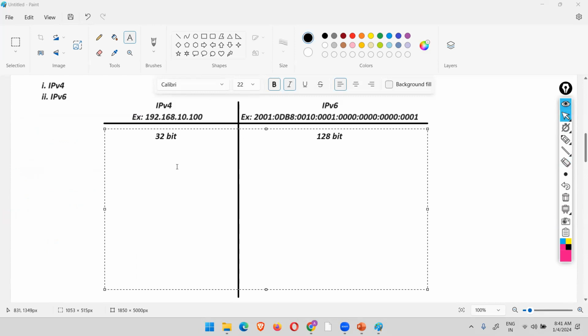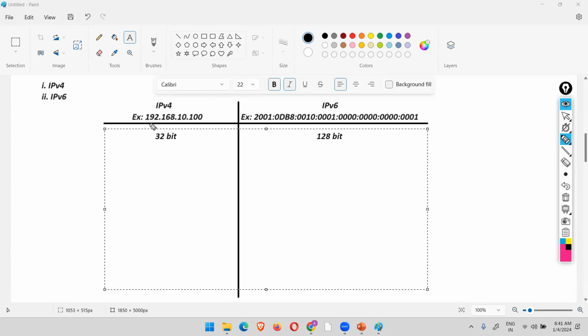So one of the differences, you said that, okay, it is size. Any other difference? See how we will find out the difference. So the first difference we found is 32-bit and 128-bit. Okay.